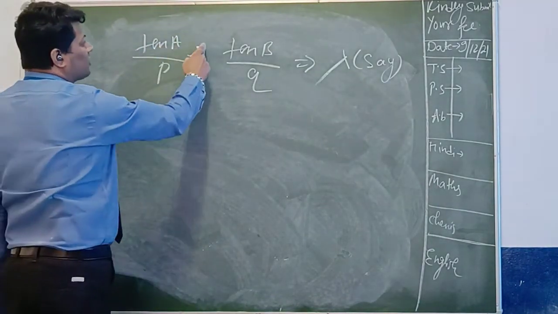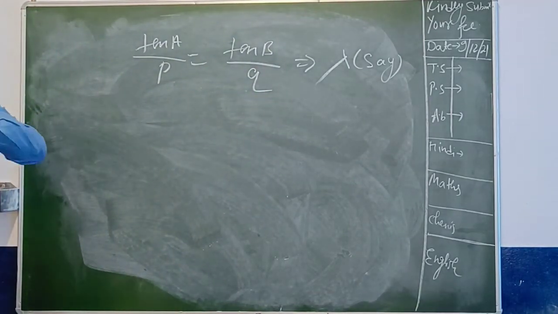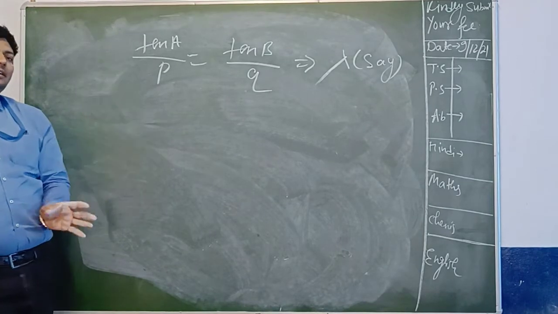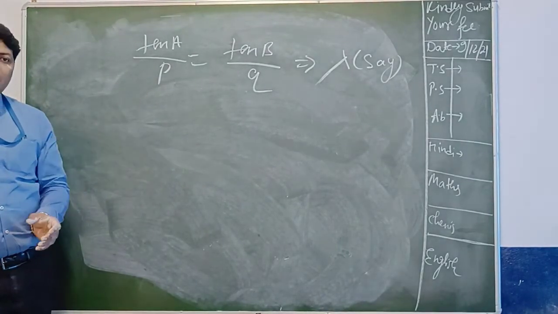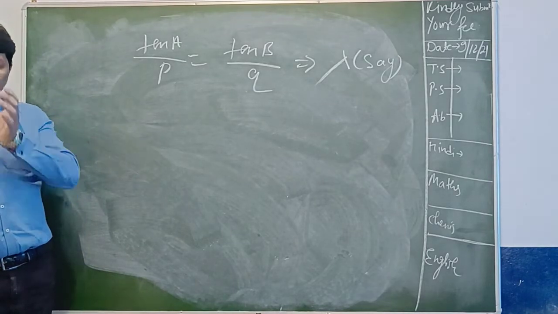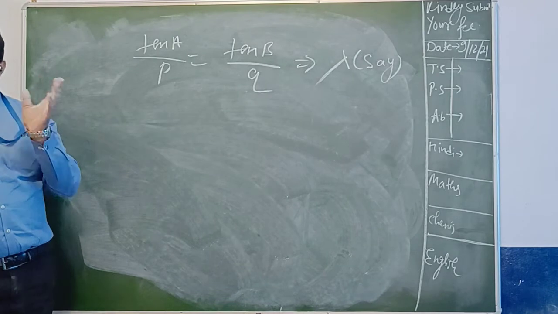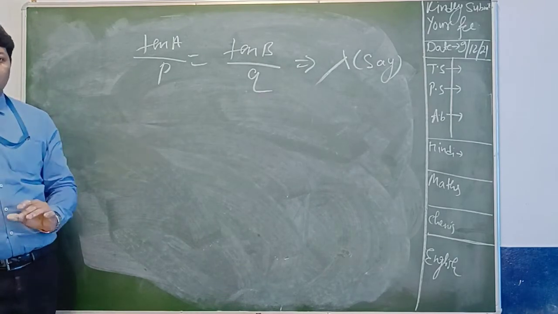Tan A upon P equal to tan B upon Q, that one is equal to lambda. So we can go for tan A equal to P lambda and tan B equal to Q lambda. Is it clear? Tan A equal to P lambda and tan B equal to Q lambda.